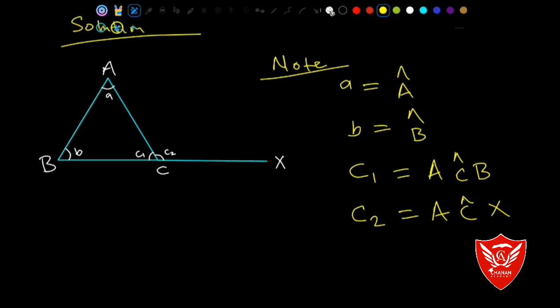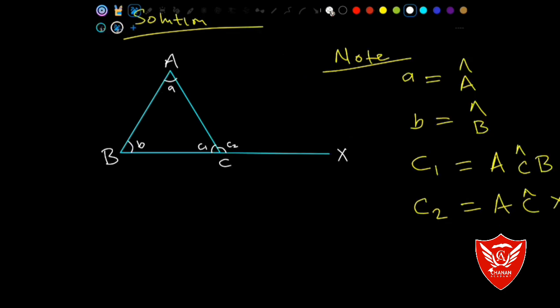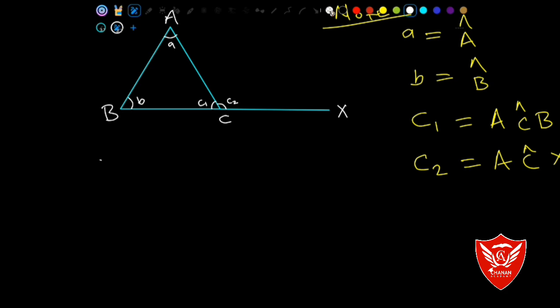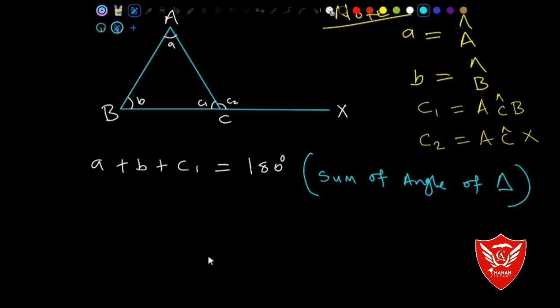And at the end, we'll substitute what they have. Because we are using deductive proof, and using deductive proof, we can get our reasons from theorems, postulates, properties, or known facts. What's the first fact we know about this? The sum of angles of a triangle is 180. So let's do that. So it means that A plus B plus C1 is equal to 180 degrees. So this is our reason.